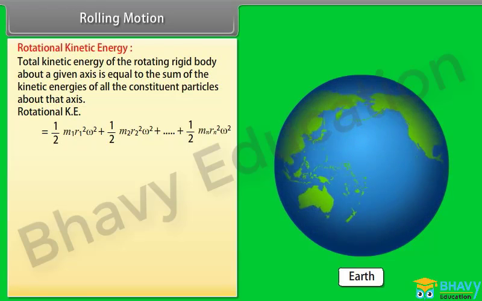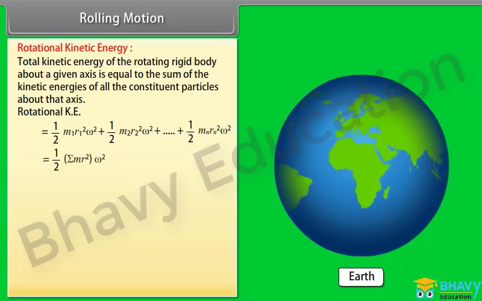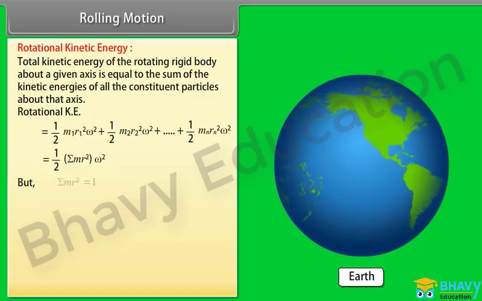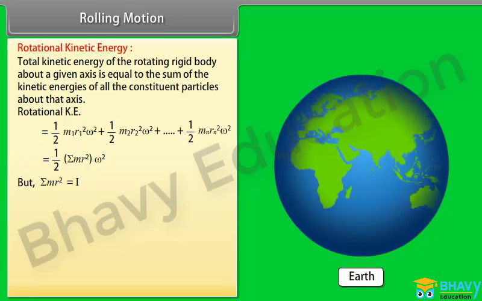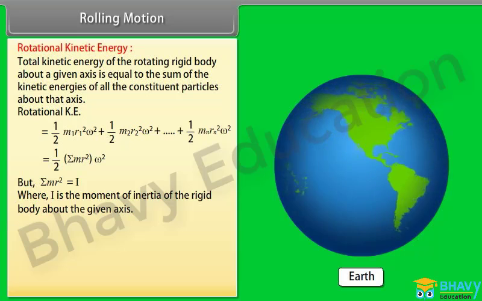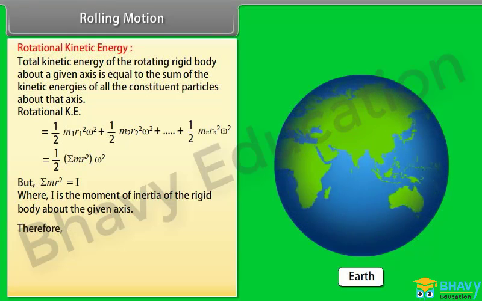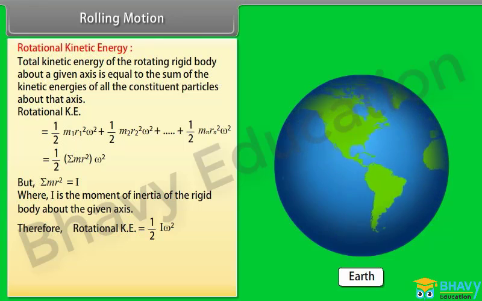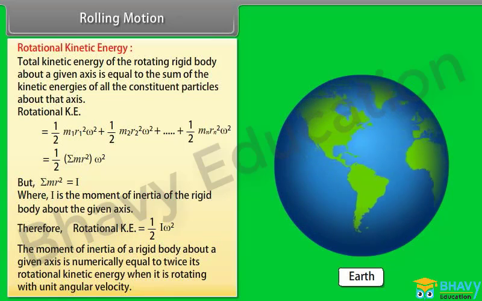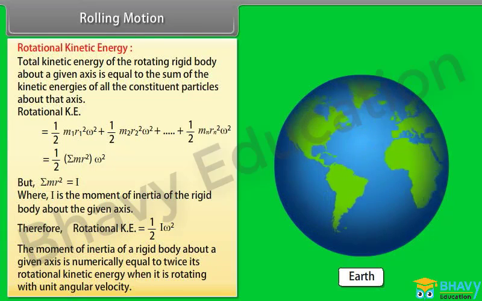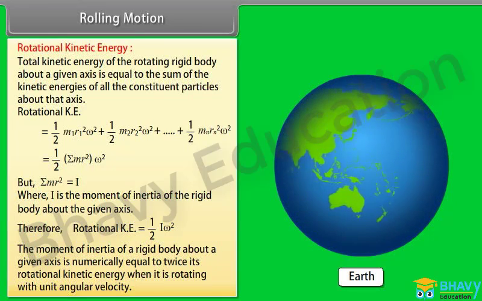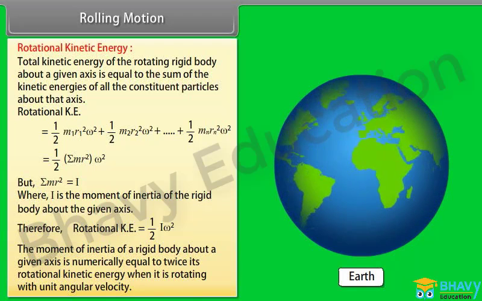On summarizing this equation, we get rotational kinetic energy is equal to half summation of product of m and r square multiplied by omega square. But we know that summation of m r square is equal to moment of inertia of the rigid body about the given axis. Therefore, rotational kinetic energy is equal to half I omega square. The moment of inertia of a rigid body about a given axis is numerically equal to twice its rotational kinetic energy when it is rotating with unit angular velocity.